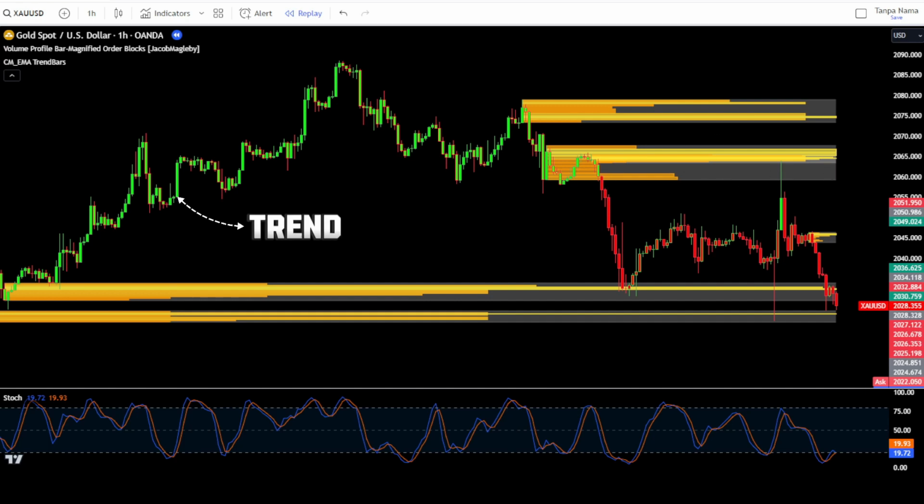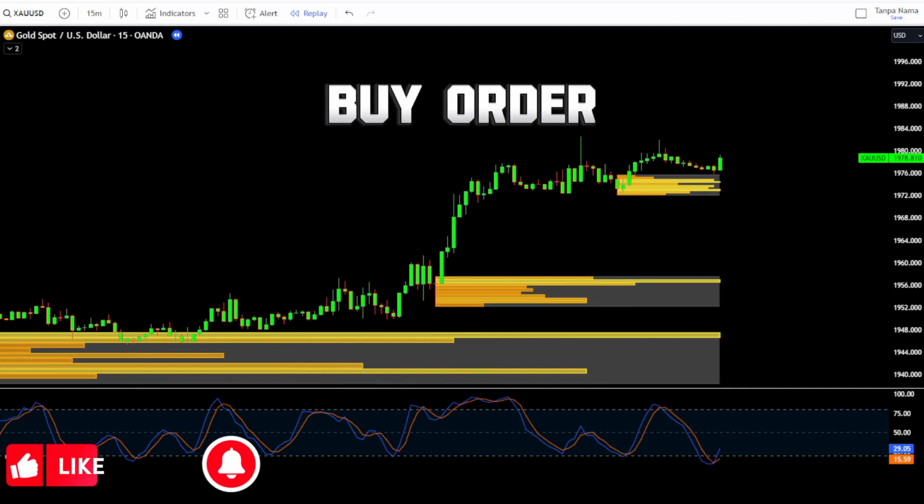CMMA trend bars are used as the primary trend guide, volume profile order block will serve as support and resistance, and stochastic oscillator as entry points into the market. Now, let's discuss how to place buy and sell orders using these indicators. How to place a buy order.